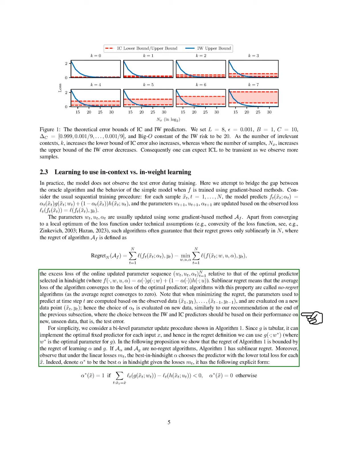We emphasize that when minimizing regret, the parameters we use for predictions at each step are based on previously observed data and are evaluated on new data. This aligns with our earlier recommendation to choose between in-weight and in-context predictors based on their performance on unseen data. For simplicity, we consider a two-level parameter update process. Since one of our models is tabular, it can provide the best fixed predictor for each input.